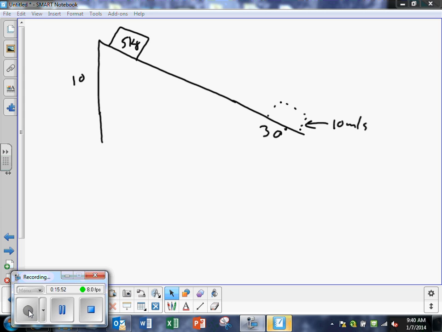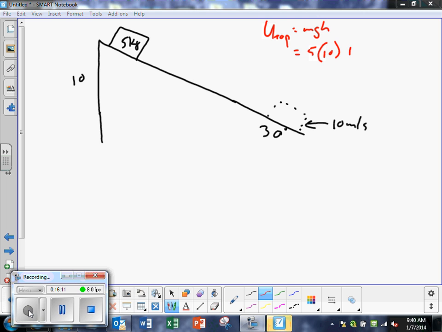So the first question you need to answer is, what is my potential at the top? My potential at the top is mgh. And in this case, it would be 5 times 10 times 10, which is 500. 500 joules is my total potential energy at the top. Because I have my height of 10, 5 kilograms, and my little g is 10.